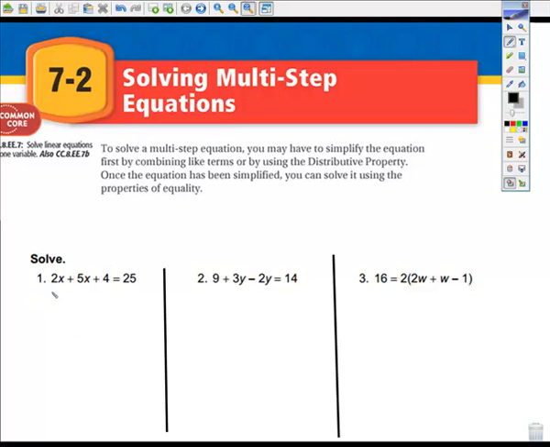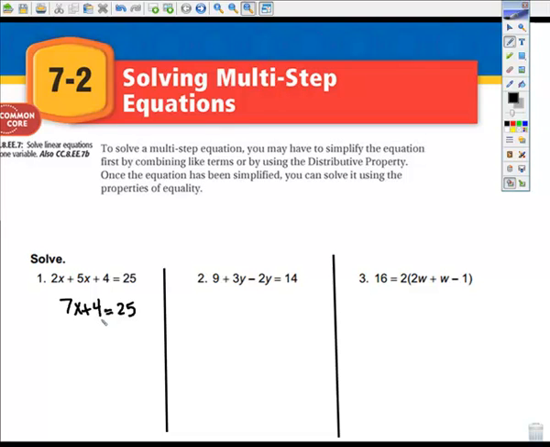So let's look at problem 1. We have 2x plus 5x plus 4 equals 25. 2x and 5x are like terms, so that's 7x plus 4 equals 25. Now recall from the beginning of the year, we did a little bit of solving with two-step equations, and some of you preferred the box method. And then we solve them through the traditional way, and that's the way that I'm just going to keep using.